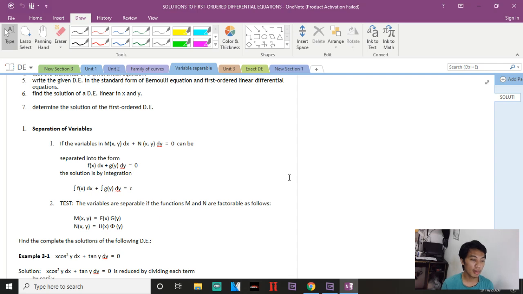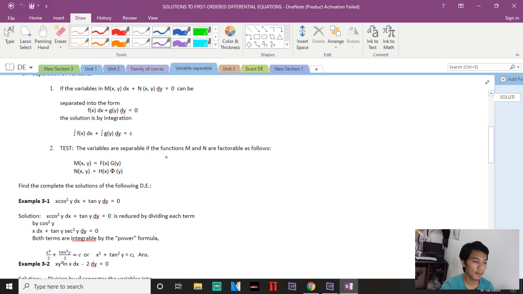Okay? And to test the variables if they are separable, if the functions of the M and N are factorable as follows. Okay? Ito lang yun. Ganyan yung naging notation nila. Okay? And find the complete solution, sabi nga nila. What is the best way to show the idea, none other than solving it? Okay? By having examples. Now we will have 3 examples.